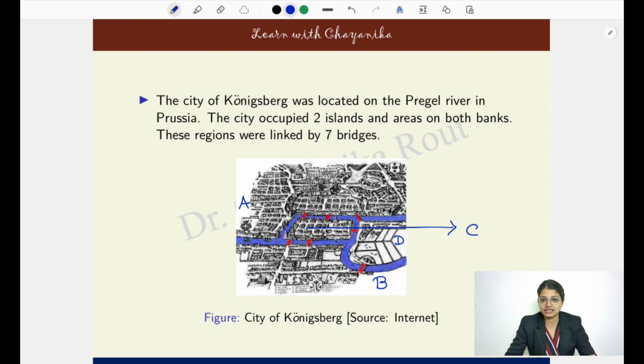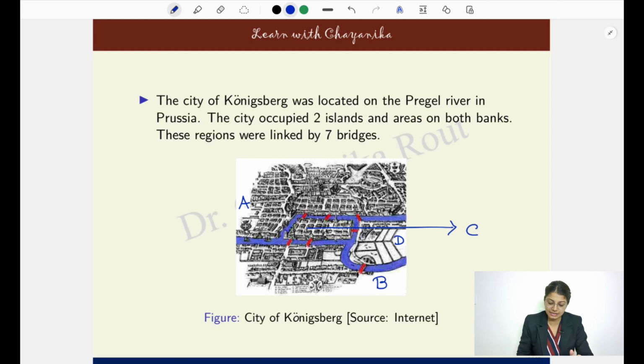Now, since there are islands in this city, there has to be some communication between all the land areas. Keeping that in mind, some bridges have been constructed in this city connecting all the land areas. For example, as we can see here, the red lines represent the bridges that have been constructed by the citizens of Konigsberg in order to create communication among the different lands. So, there are 7 bridges in total as per the requirement. Now, let's see what the actual Konigsberg bridge problem was.